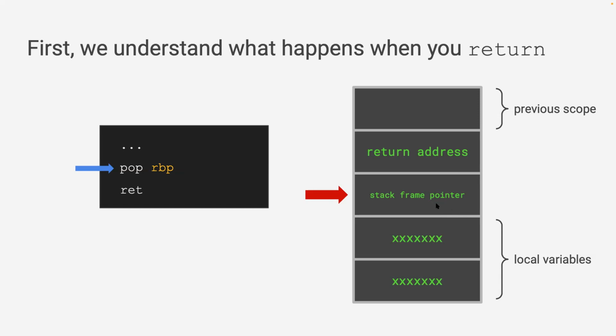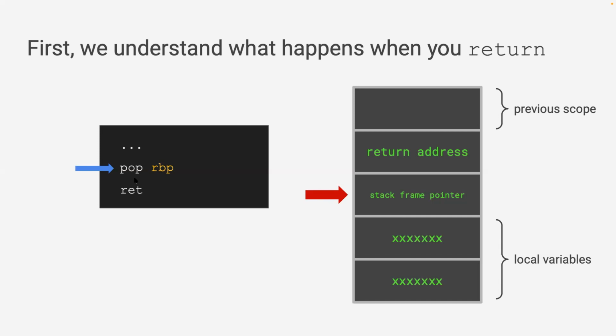You can read about what this does, but it's just a thing that is needed for the program execution. And it's stored here. And then after that, we have the local variables. So when we hit pop RBP, this red arrow is the stack pointer. It points to the head of the stack. And the blue one is the instruction pointer.